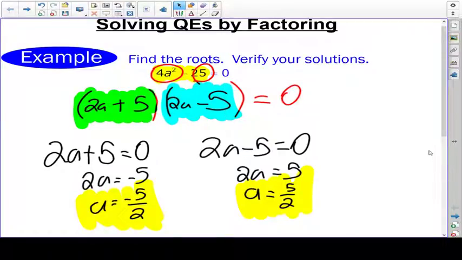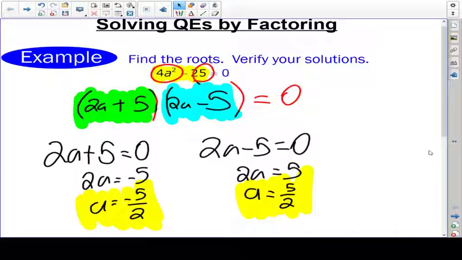Hello, we have started this lesson, but here's what we're doing today. We're going to take the factoring that we did a couple classes ago, and we're going to apply it and solve equations with it. So this first example asks us to find the roots and verify your solutions.